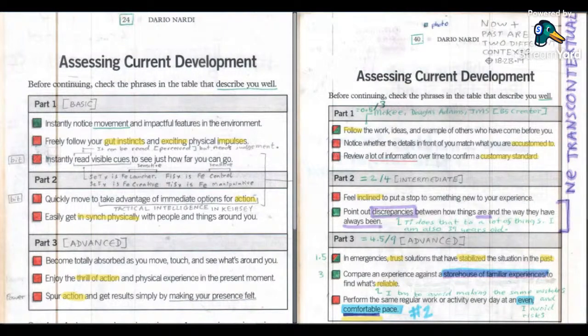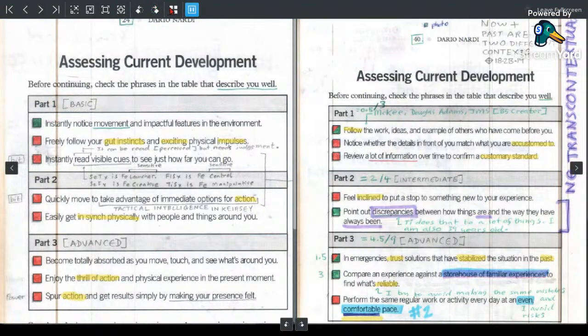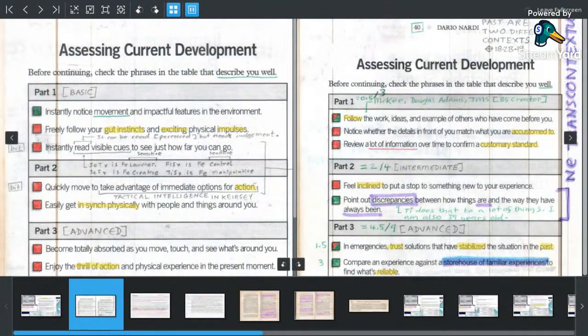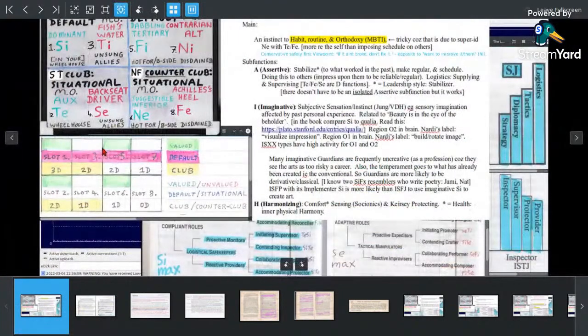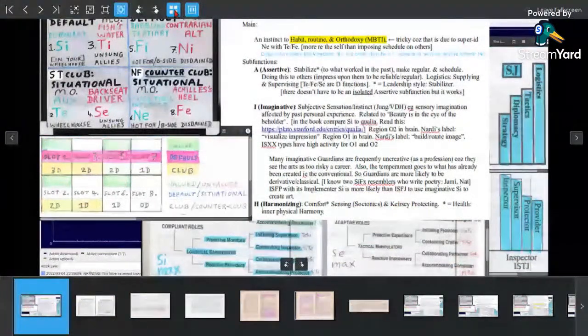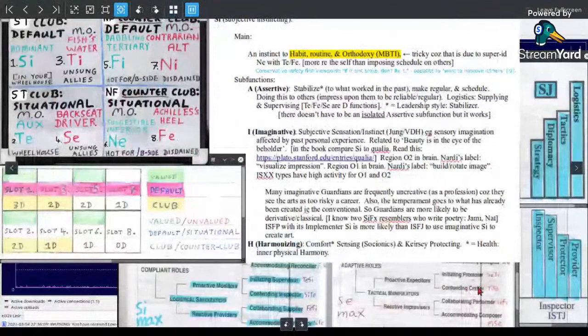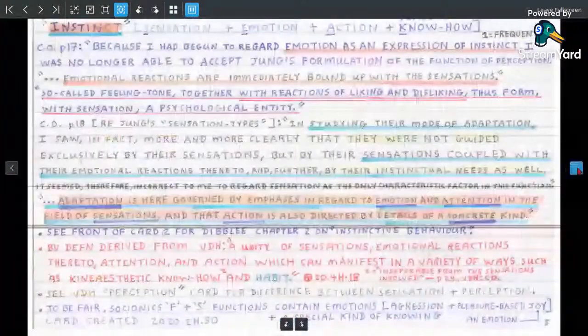So, again, spur action and get results simply by making your presence felt. Not as good as that. ESTJ is better at that, because again, the more conservative, especially if the Enneagram 6 fixated, they're not following their impulses freely. So, let's get back to role enactment. SE. Like I said, they can do this role, the crafter role, in... is that SI again? Let me go to SE. Apologies.